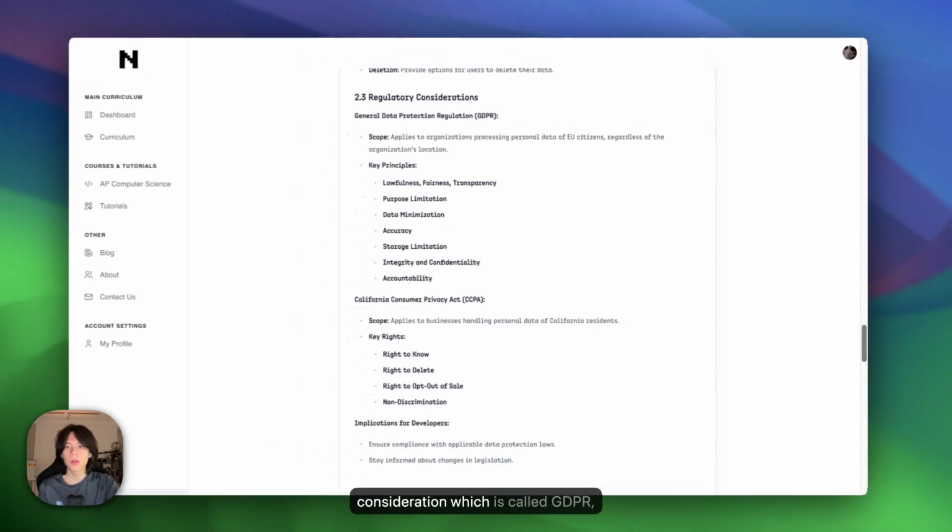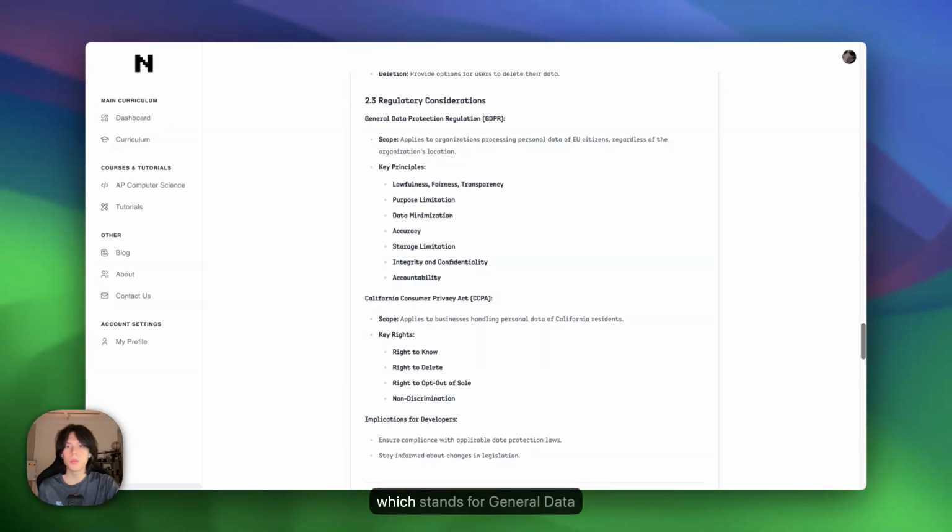There's a regulatory consideration called GDPR, which stands for General Data Protection Regulation, and its scope applies to organizations processing personal data of EU citizens, regardless of the organization's location. Some of the key principles include accountability, accuracy, data minimization, purpose limitation, storage limitation, and so on.